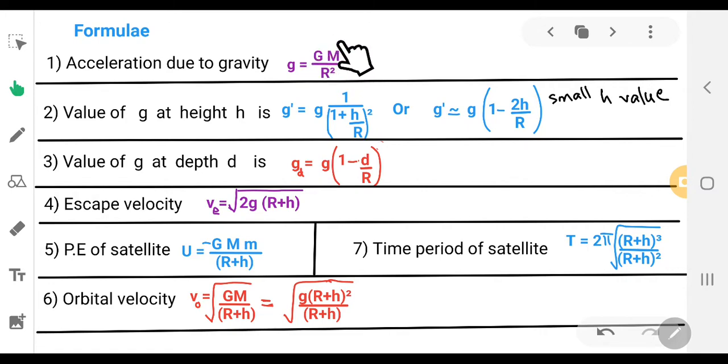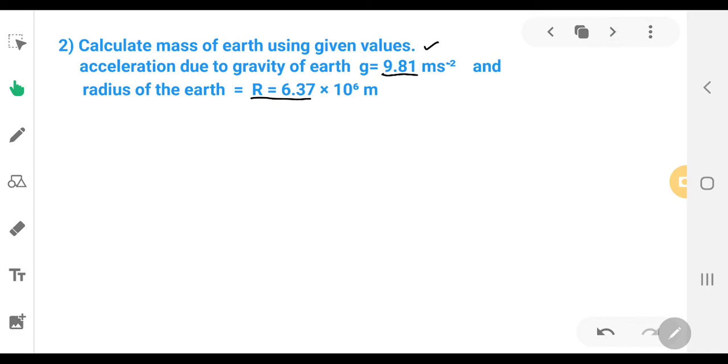So we can use this equation, but let us see whether we know the other values. Yes, we know the R value, the radius of the earth, which they have given. We know the G value, and capital G is a universal constant. Sometimes they may give the value, and sometimes they may not, so you have to remember it. So what is the G value? G value is 6.7 into 10 to the power minus 11.